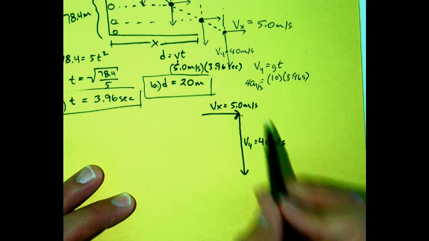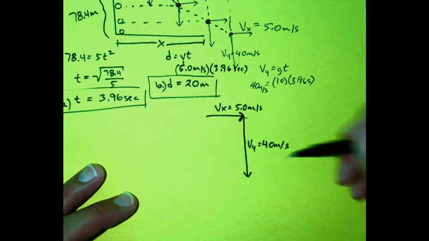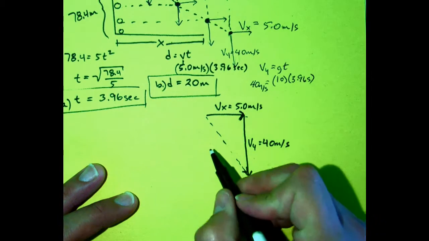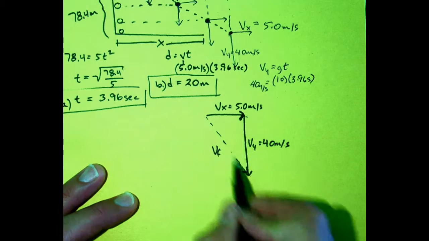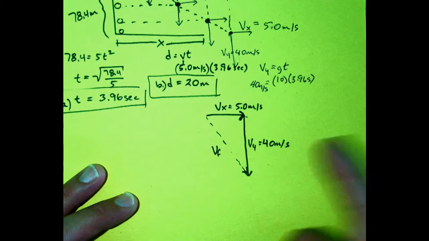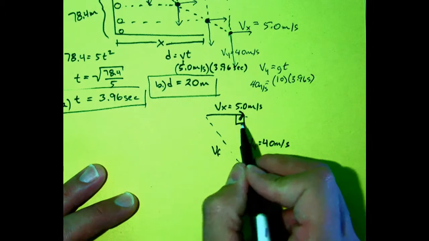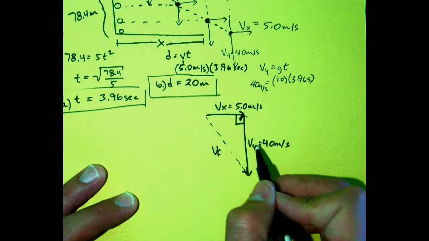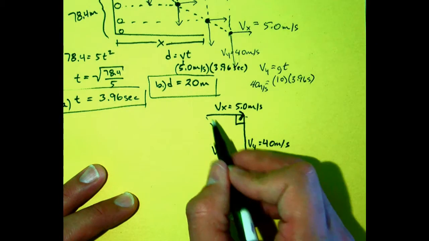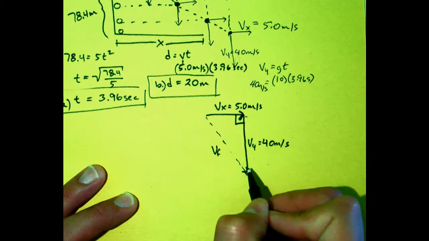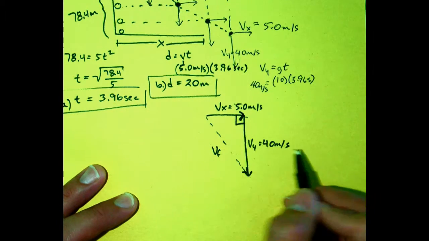So here's 5 meters per second. Here's 40 meters per second. The final is going to be this little part that I can solve for. What is this? Yeah, it's the hypotenuse of a right triangle. I have a right angle here, so I have a right triangle due to my component vectors, my horizontal, my vertical. I'm just solving for this part right here. This is your resultant vector, the result or combination of these two.